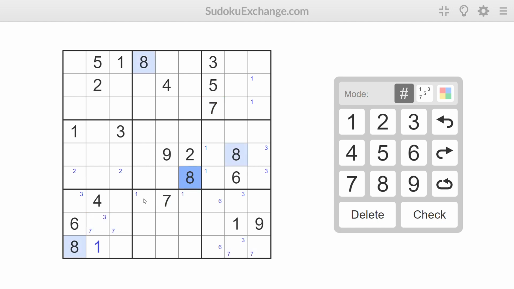Now this column has an 8, this column has an 8, and this row has an 8. So we're left with only this cell which could possibly contain an 8. Let's put an 8 here. Now this row has an 8, this row has an 8, and in this row we already have an 8 seeing this cell. So we're left with these two cells which could contain a possible 8.